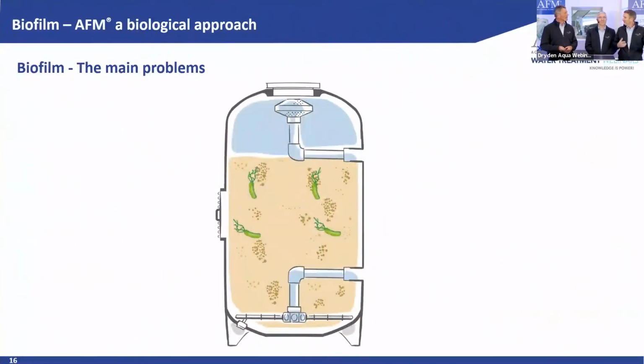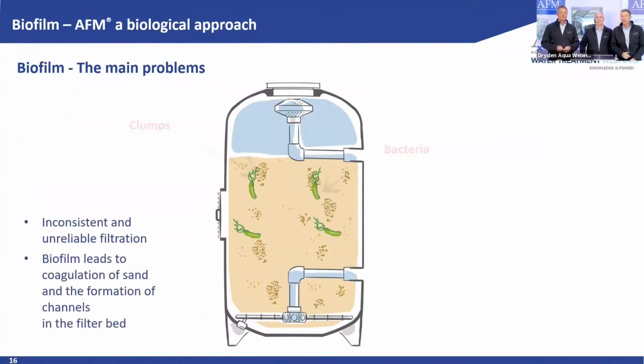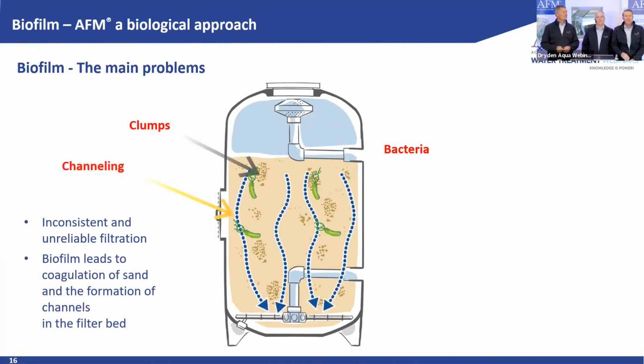The problem with biofilm in sand? You want to take that? Yeah, okay. The problem that we get when biofilm grows in sand is that it leads to clumping of the sand grains. They start to stick together, and ultimately you have channels that start to form through the filter bed. This leads to very inconsistent and unreliable filtration. It can happen that unfiltered water actually gets through the filter.